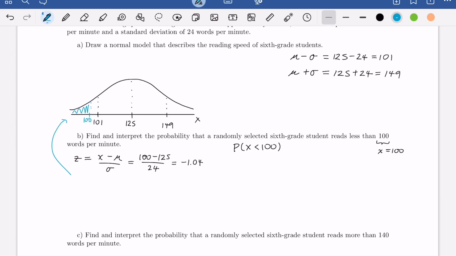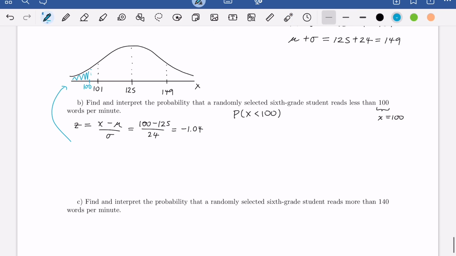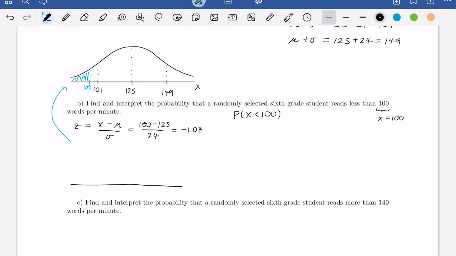Now, in order to find the area under this curve, we transformed our random variable x into a z-score given by negative 1.04. So this is our z-score. And since we're looking at a standard normal curve, when we transform x into the standard normal variable z, our curve now looks like this, and this value is negative 1.04. And we're trying to find everything to the left of this.